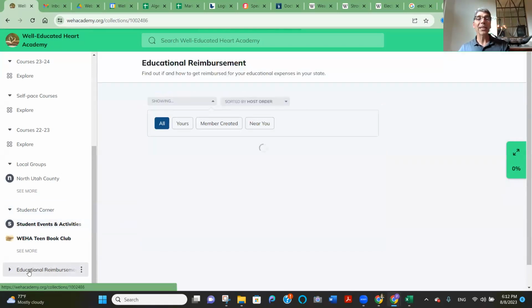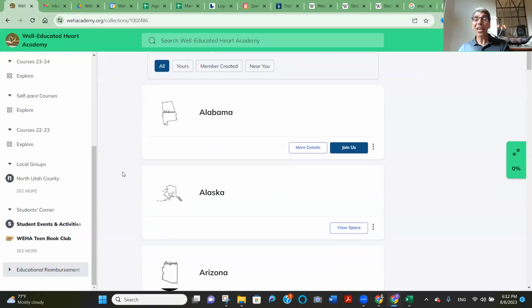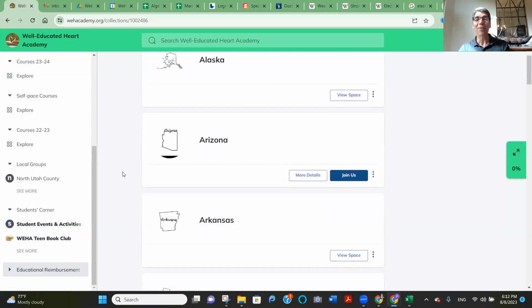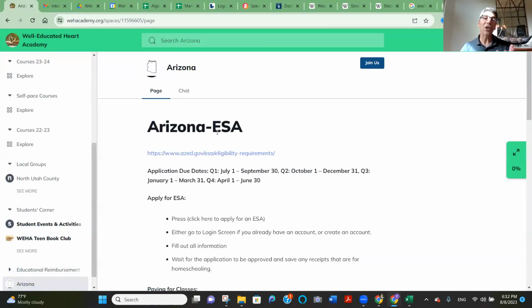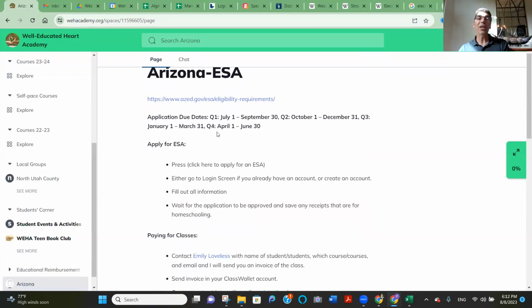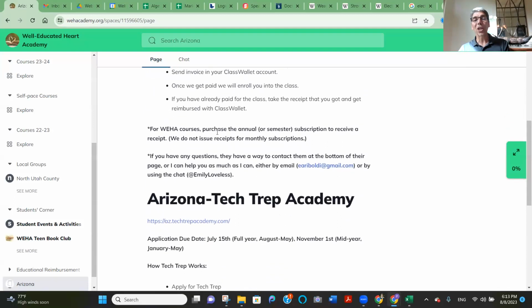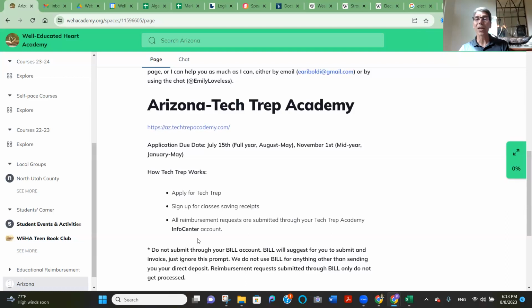We are also creating another area called educational reimbursements. We don't have yet a whole lot of information in all the states, but in some of them we do. We are basically trying to find all the different ways that you could get scholarships or educational reimbursement for the state where you live. So look at your state, and you can join that page for your state in order to make sure that you get that.